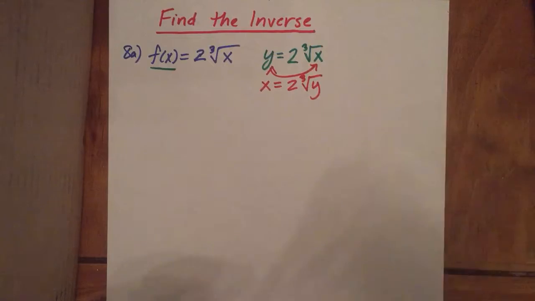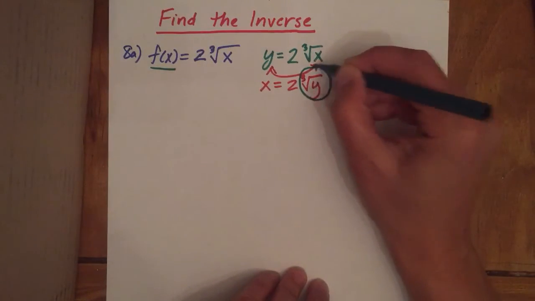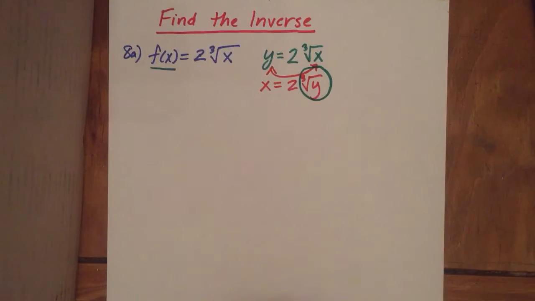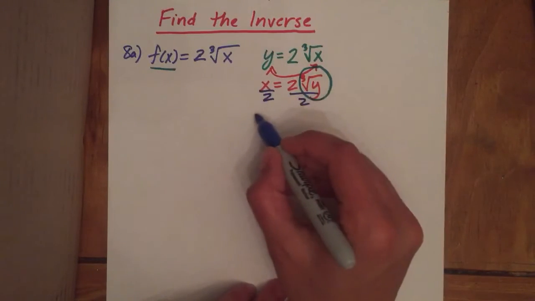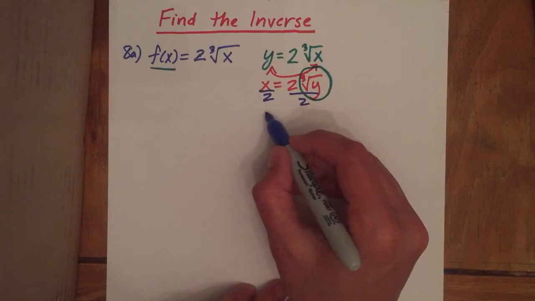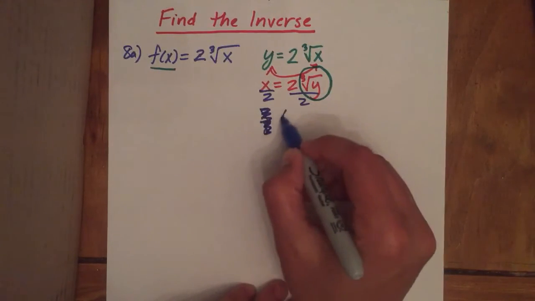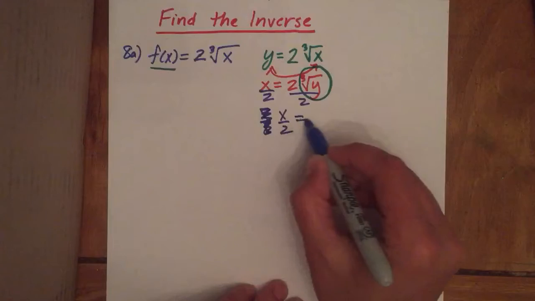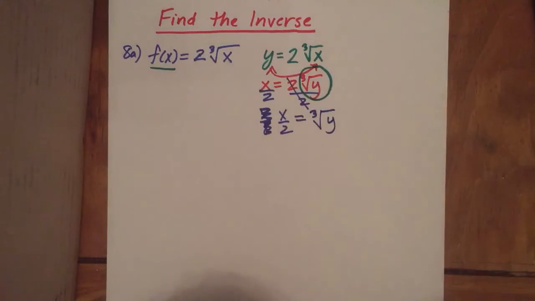Now when we have this, remember, just like we did on the previous, I want to isolate my radical. So is there anything I can do to isolate it? Well, I have a 2 in the front, so I'm going to divide both sides by 2. And that gives me x over 2 equals the cube root of y.